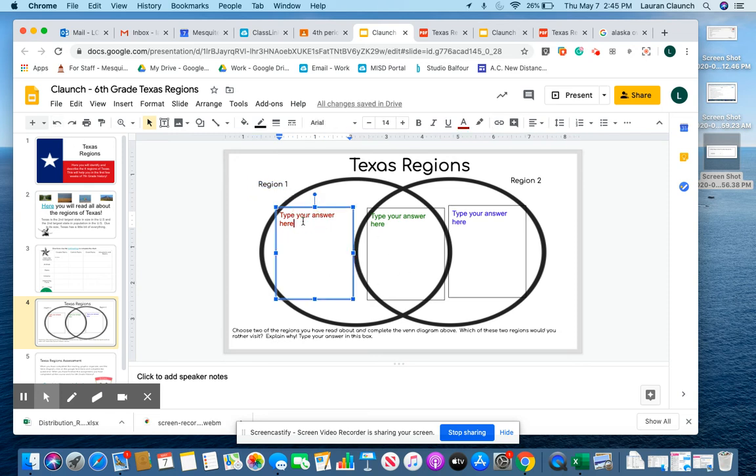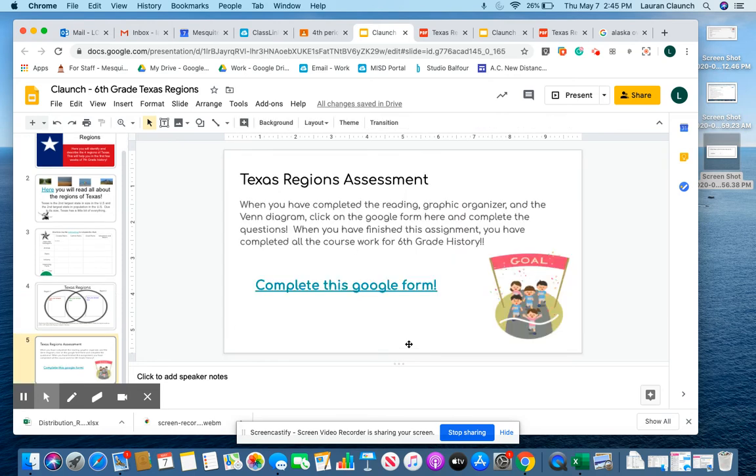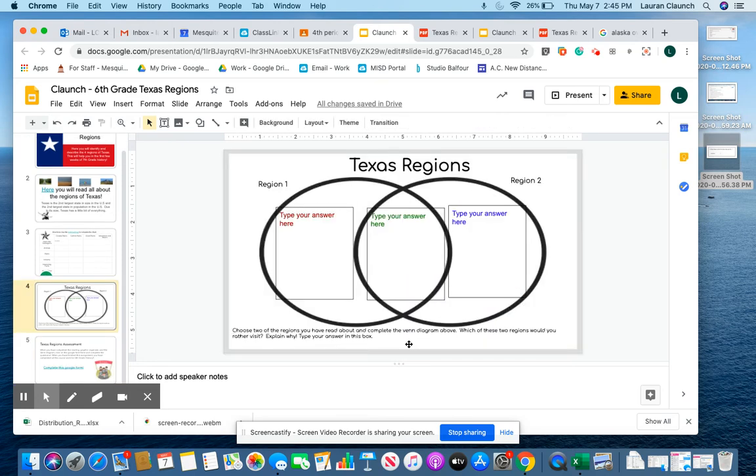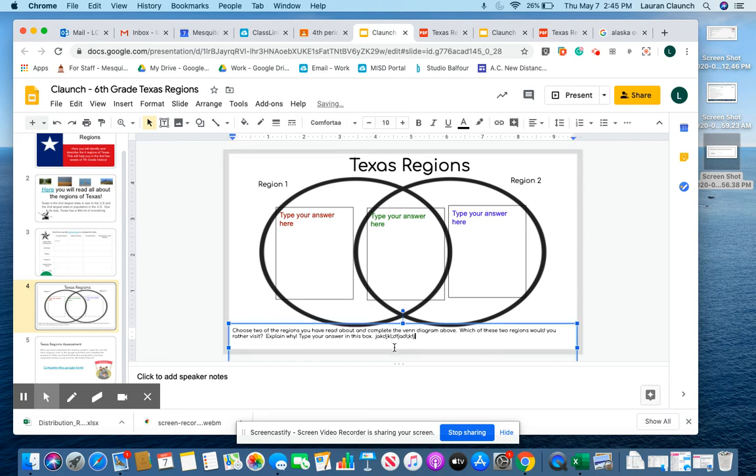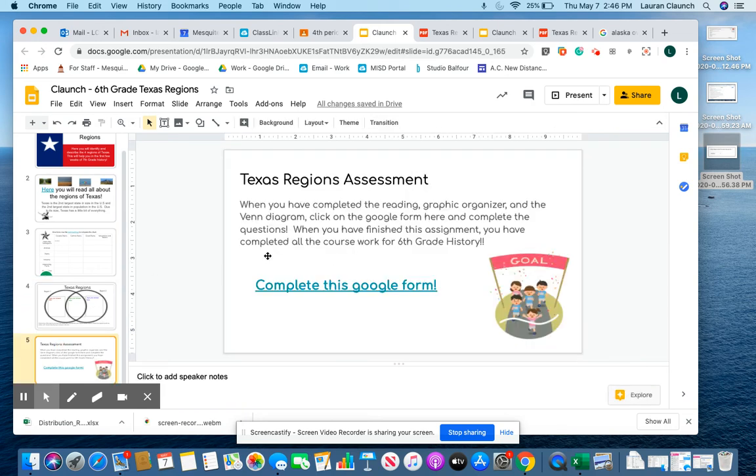You'll type your answers in here for where they go. And then of these two regions, so say I pick coastal plains and mountain and basins, of these two regions you have read about and complete the Venn diagram above, which of these two regions would you rather visit and why? And you'll type in this box. Here's where you would type. And again, if you need to make it smaller to make it fit, that's fine, but I'm really just looking for 1 to 2 complete sentences. So that's Wednesday.